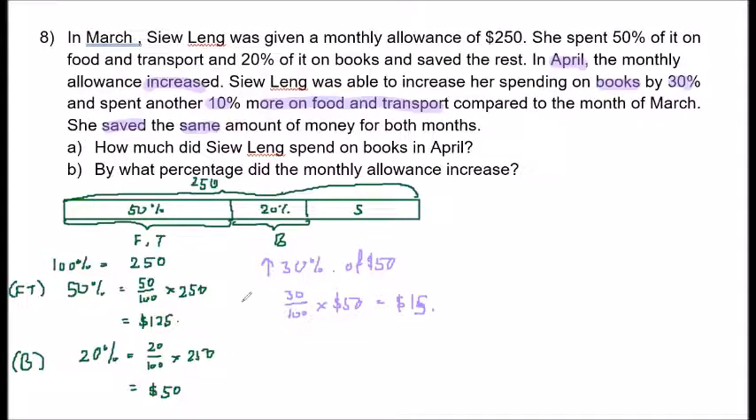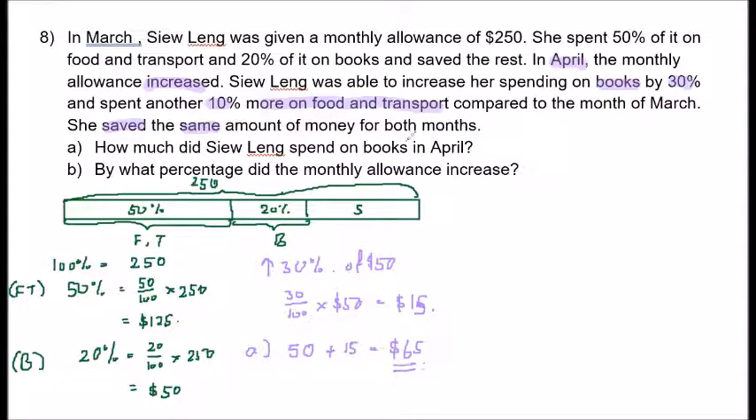So we can answer part A of the question. Okay, how much did Siu Ling spend on books in April? So it will be what she spent in March, which is 50, plus $15 increment of what she spent in April. Okay, so that will be $65 in total.